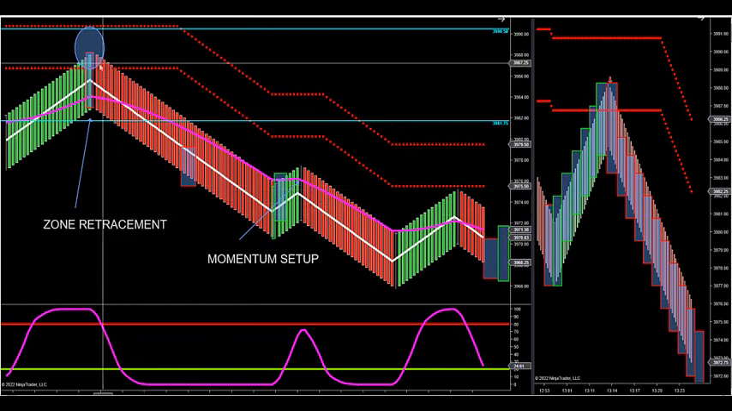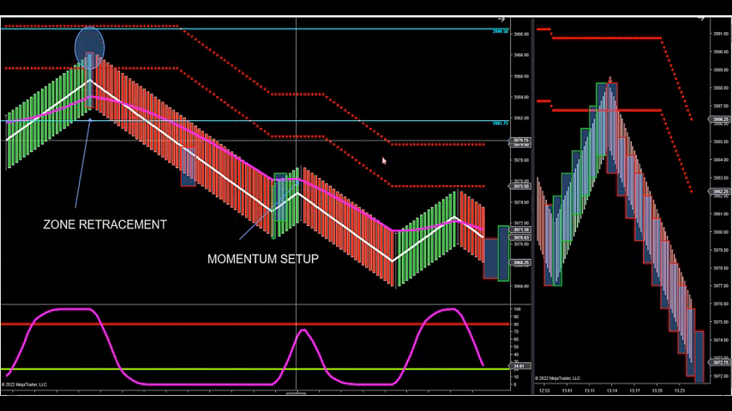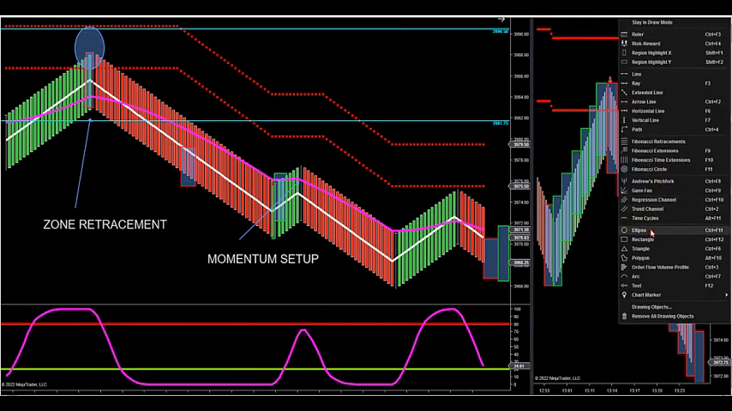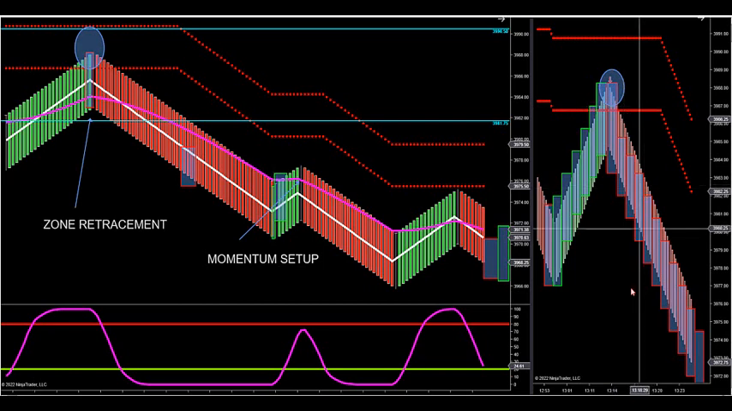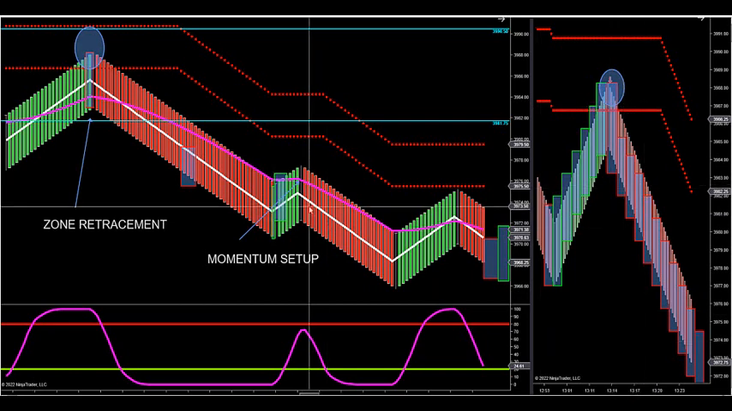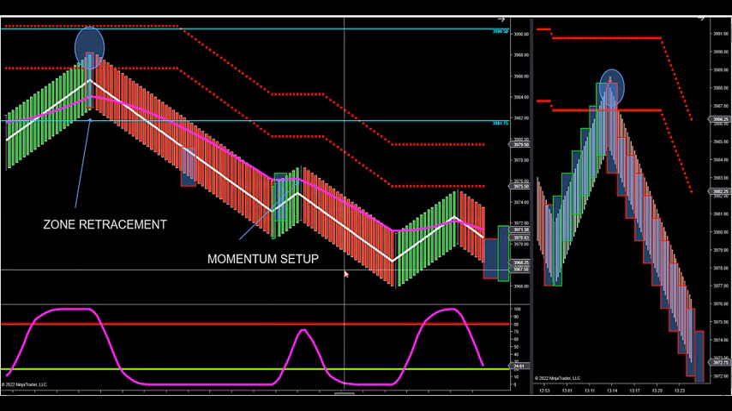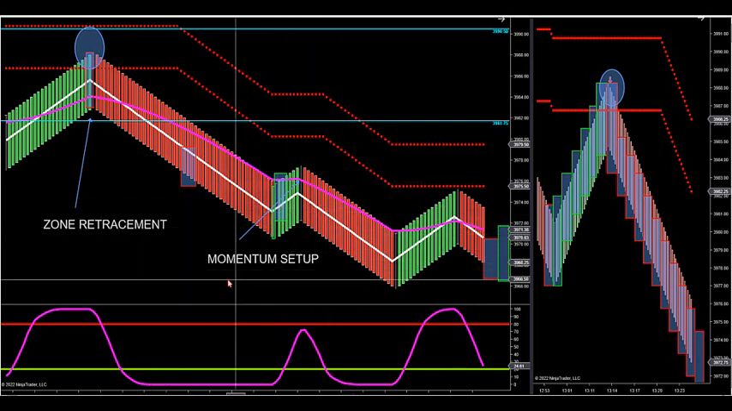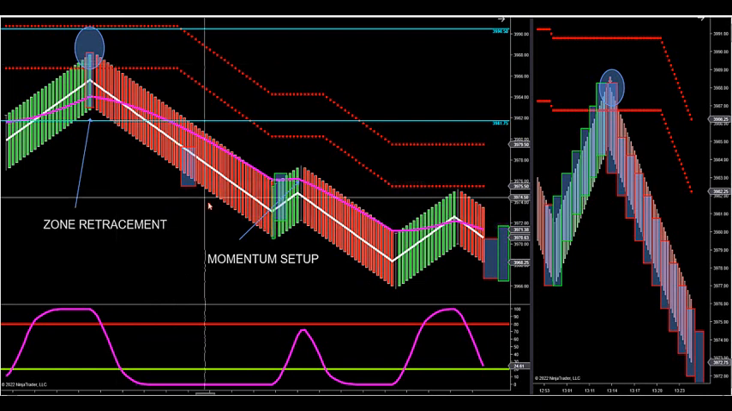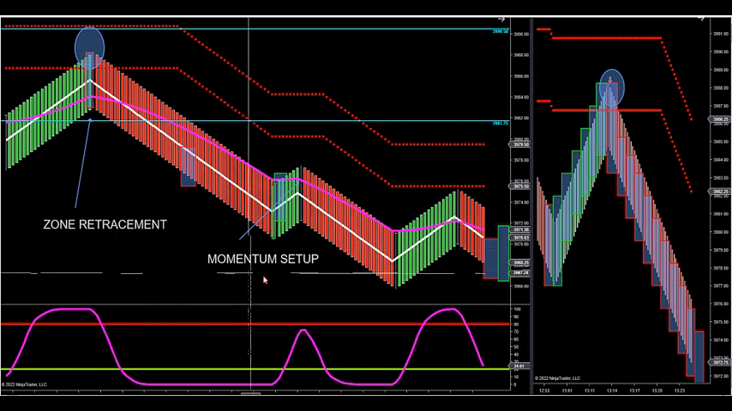So there's two ways you can do it. You can look for a zone retracement into this zone where the arrow is automatically going to fire like this over here, at the zone or in the zone for an entry. Or you can look for a momentum setup that's setting lower highs or higher lows. Depending on how you want to do it, I like taking both. I like taking zone trades. I like taking momentum trades.